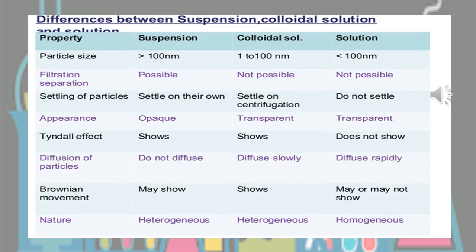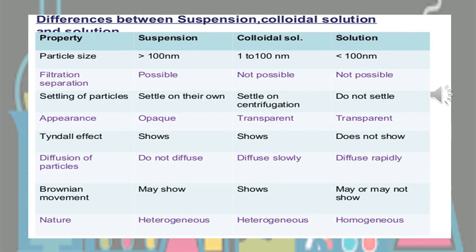Next one is the difference between the types of solution. Now we are going to see the properties of true solution, colloidal solution and suspension solution. The properties given here are: first, particle size of true solution, colloidal and suspension. Second, filtration separation. Next, settling of particles, appearance, Tyndall effect, diffusion of particles, Brownian movement and nature. So these are the properties we are going to see.